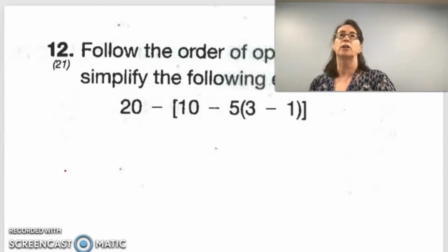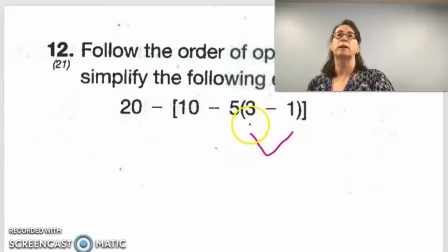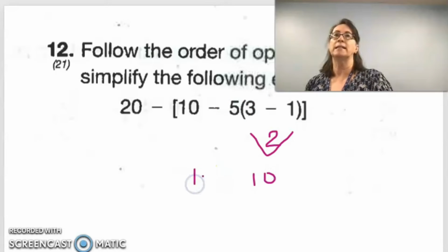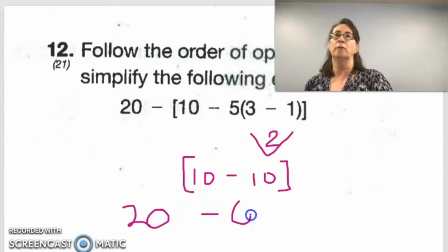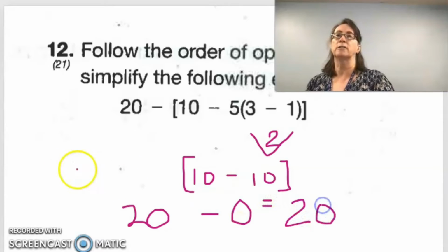So where will I start? Who wants to answer that question? Kira. Go ahead, Kira. Parentheses, innermost. So parentheses, we go innermost to outermost, don't we? 3 minus 1 is 2. 5 times 2 is 10. Then we have 10 take away 10 inside this bracket, and that is 0. Then 20 take away 0 is 20. So the answer is 20.